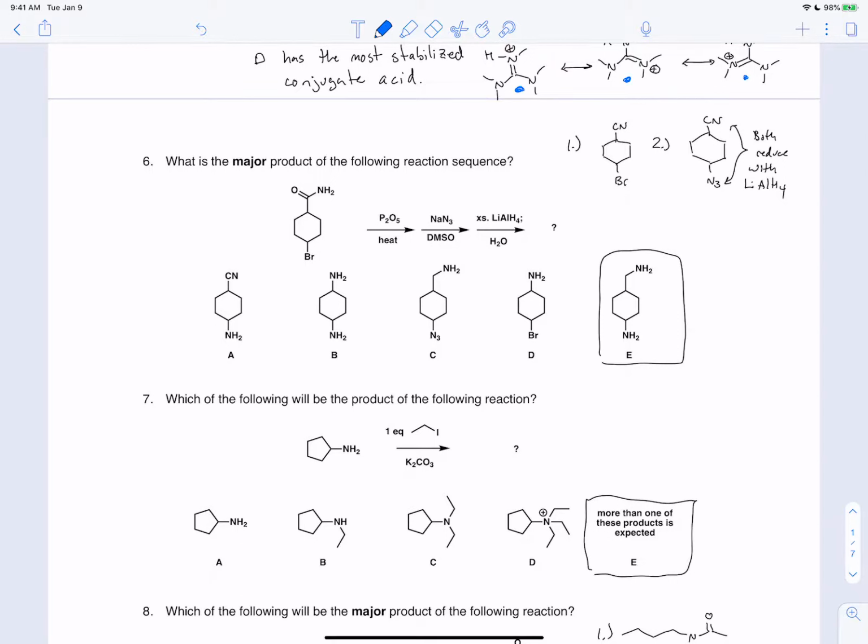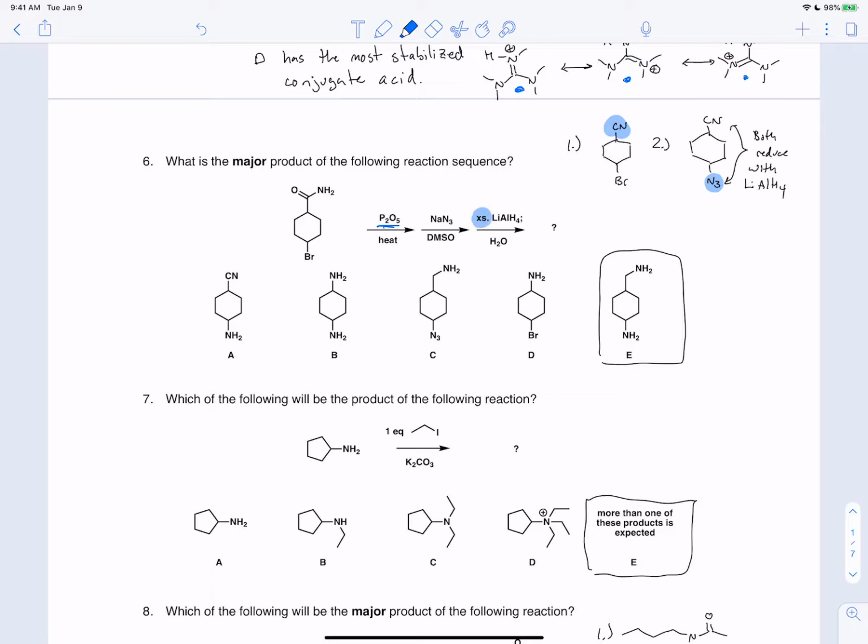Number 6 is one of our reaction sequences. This one isn't, I think, too bad. It's just, do you know your reactions? The first step is dehydration of a primary amide with P2O5. That turns it into a nitrile. Then we have sodium azide and DMSO. This does an SN2 reaction to introduce the azide into the cyclohexyl ring.